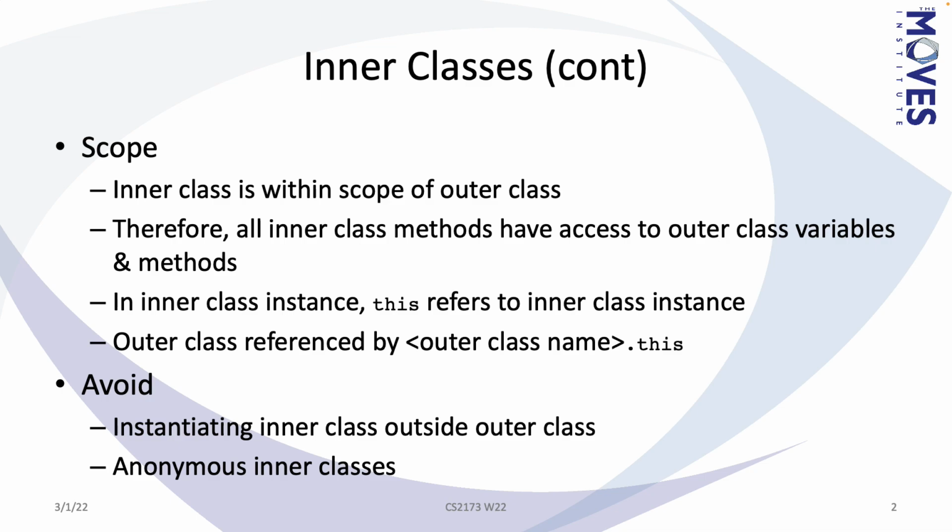So just as the things to avoid, because of encapsulation, you want to only instantiate the inner class in the outer class, not outside. The other thing to avoid, and this particularly comes up when we start talking about graphical user interfaces, there's something called anonymous inner classes. Those are things where you actually kind of create a class sort of on the fly and you don't even name it.